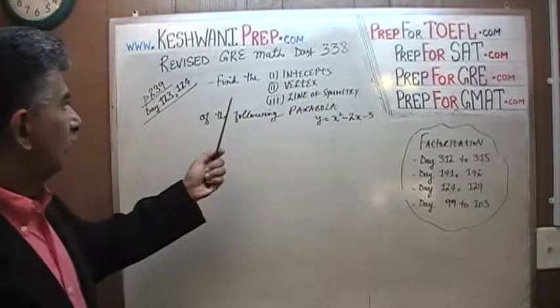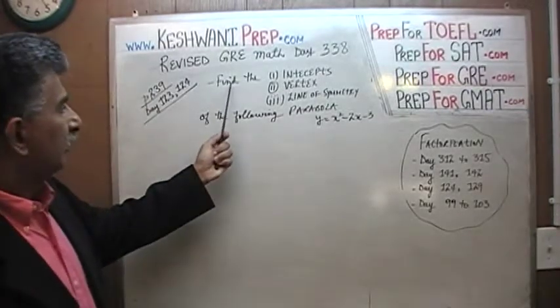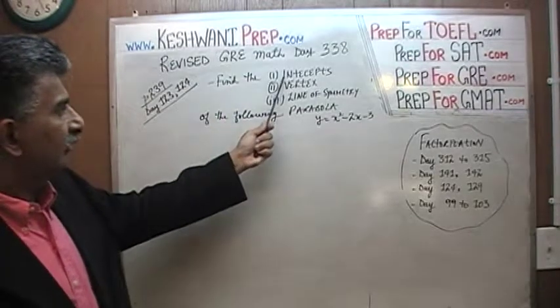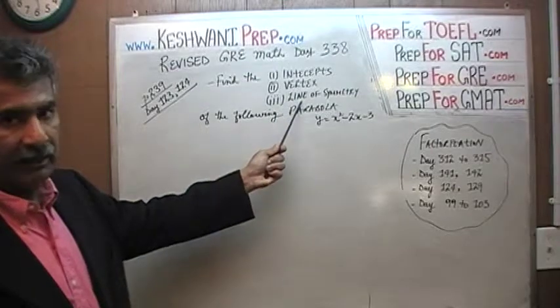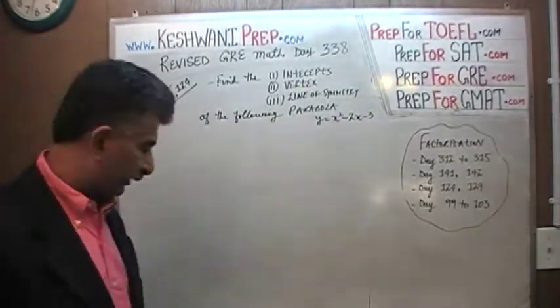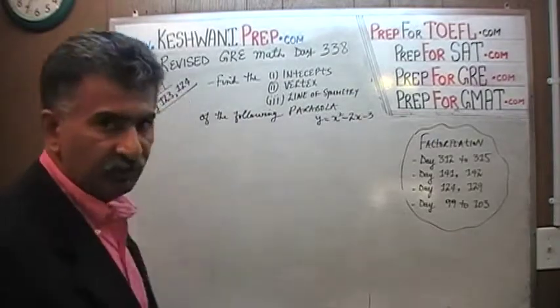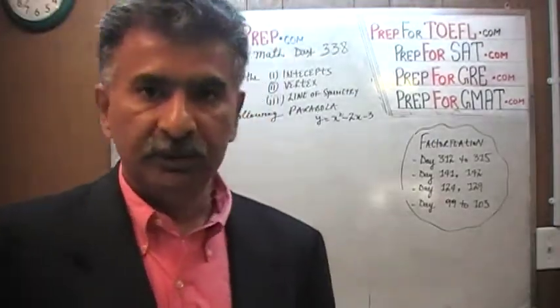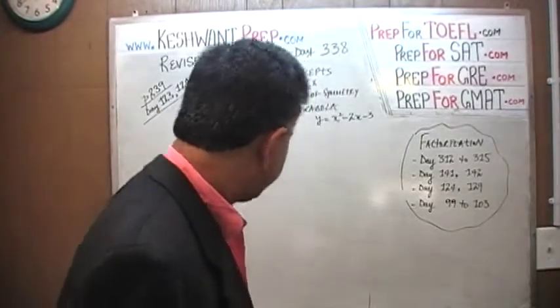Here's what it is. We are being asked here to find the intercepts, vertex and the line of symmetry of this parabola. Intercept, vertex and the line of symmetry. Of course in the real exam they're not going to ask you for everything here, they're going to ask you one of those three things. Let's get going.